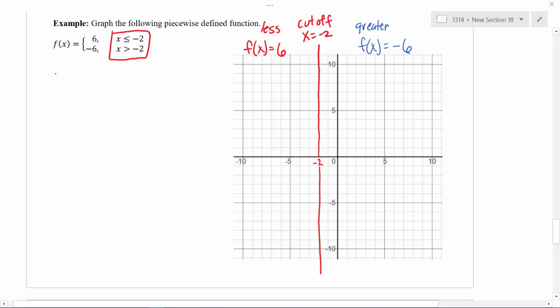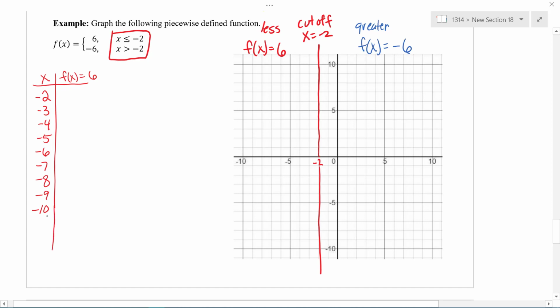Okay, now we're going to make some tables. I'm going to start with the equation on the left. So f of x equals 6. We're going to start with the cutoff x value of negative 2. And then we're going to include all the x values that are to the left of negative 2. So that would be negative 3, negative 4, negative 5, negative 6, negative 7, negative 8, negative 9, negative 10.